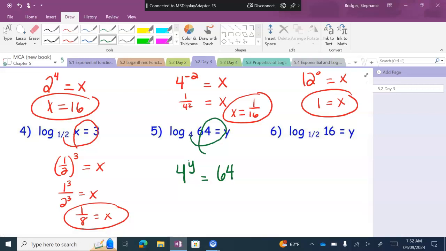At this time, the variable's in the exponent, so we're going to have to do like we did yesterday, and we want to write both sides of the equation with the same base. Okay, you got your little chart there. It's 4 to some unknown power equals 64. And yes, I know some of us already know the answer. However, looking at your chart, is 64 a power of 4?